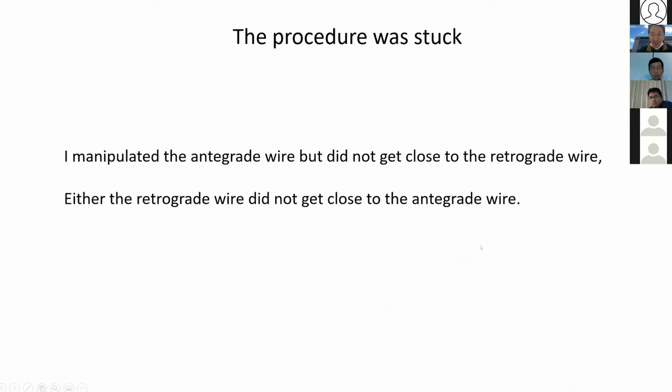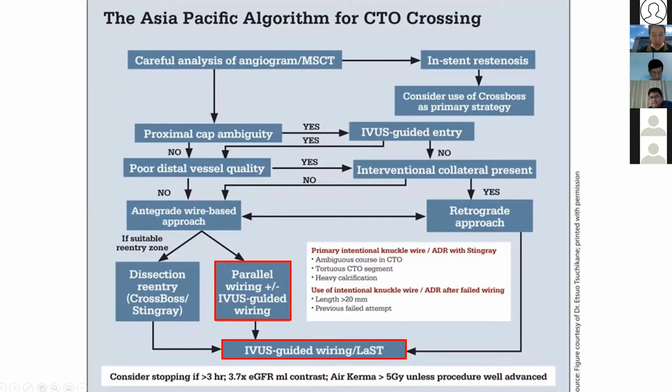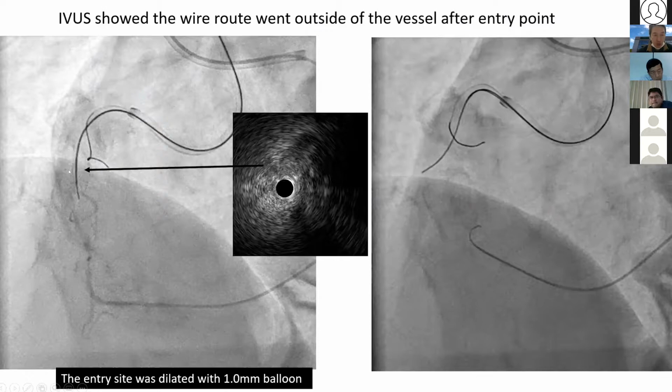So like here, I did not reach the distal lumen, so we cannot choose the CrossBoss system. So the only options are IVUS guiding or parallel wiring, but we cannot do parallel wiring because both wires may be outside of the artery. So I brought the IVUS into the CTO site. I dilated the CTO part with a 1 millimeter balloon and brought in the IVUS. This IVUS route is almost outside of the vessel. The wire is outside at the beginning, so when you rotate, there's a large movement here.